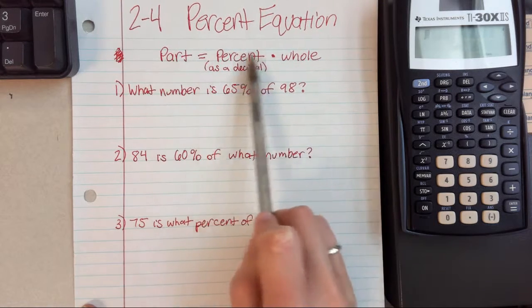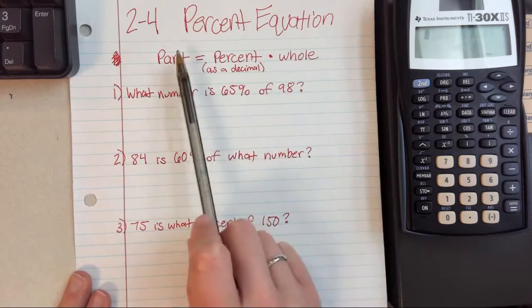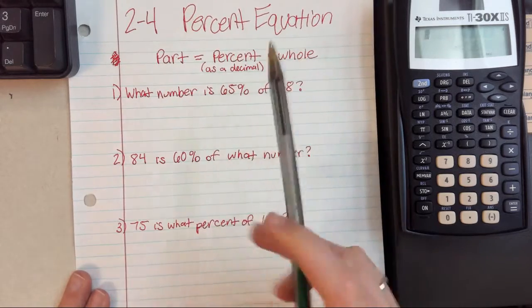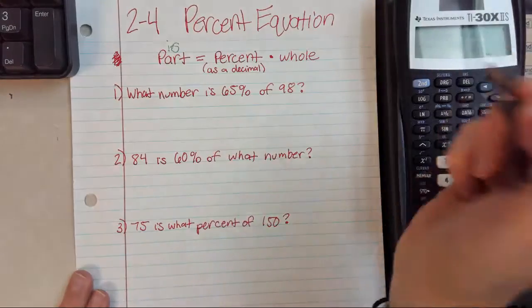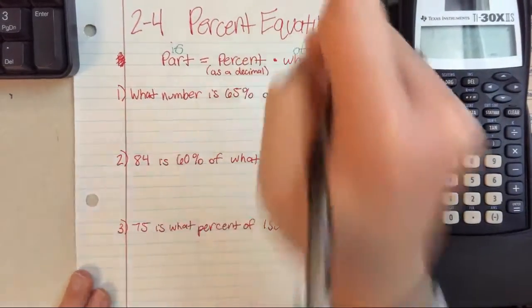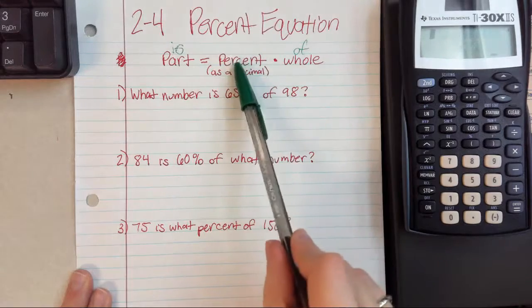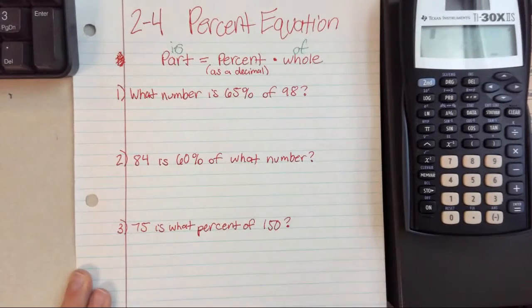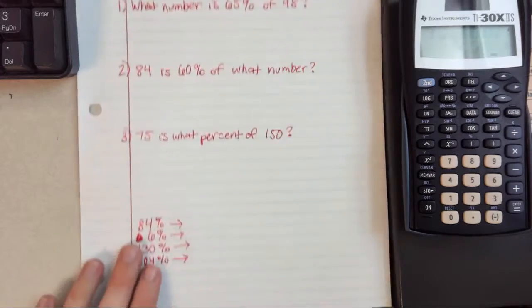But here is our equation, and it's using all of the same words as before: part, percent, and whole. And remember, our clue words are part, the word is, whole, the word of. So those are our clue words into which is the part and which is the whole. Now, the one difference here is that the percent before we were writing as a fraction. Now you need to write it as a decimal.